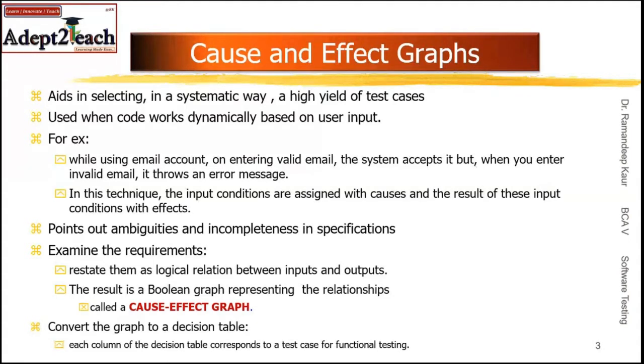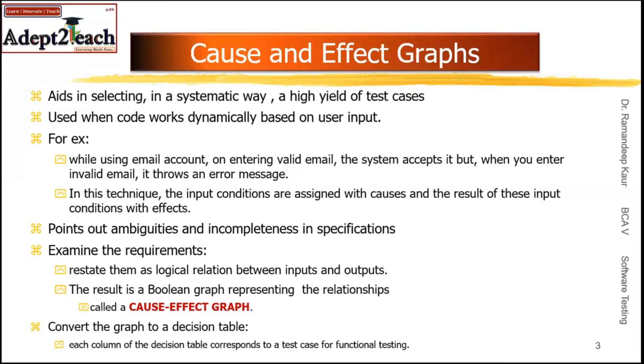So how does this cause effect graphing technique work? It restates the entire requirements in the form of a logical relation between inputs and outputs. So all the requirements are converted into inputs and respective outputs. So we make a Boolean graph in the form of relationships between conditions and their outputs, or inputs and their outputs, and that Boolean graph is known as a cause effect graph.